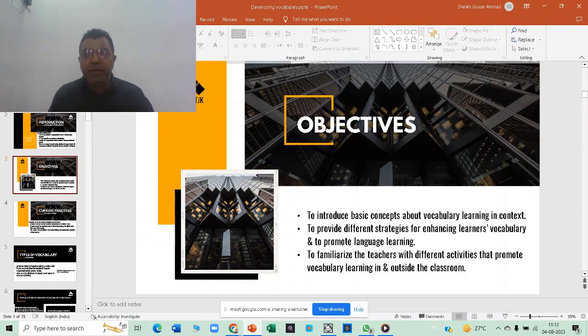So, if we talk about the objectives of my presentation today, there are three objectives that I'll try to cover. The first one is to introduce basic concepts about vocabulary learning in context, to provide different strategies for enhancing learners' vocabulary and to promote language learning, and to familiarize the teachers with different activities that promote vocabulary learning in and outside of the classroom.